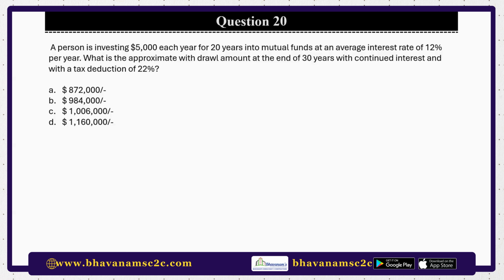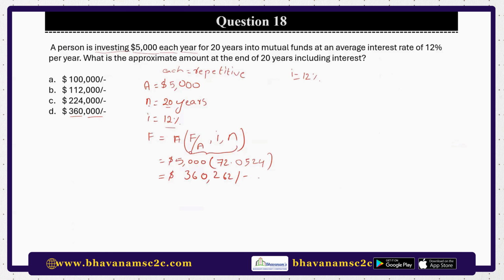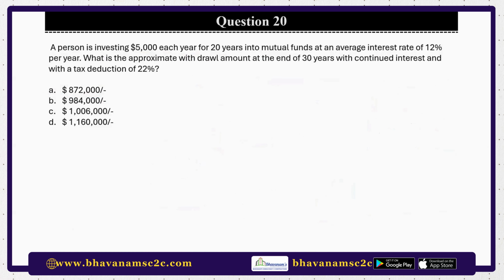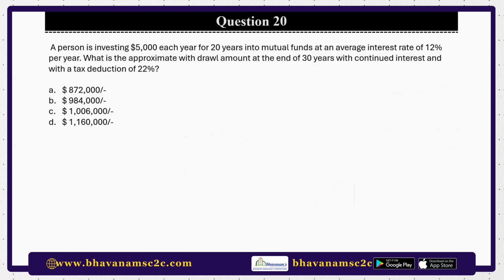So in this case, what we have to do is solve the first question, which is this one. Why? Because if we solve this question, then you will get the approximate amount at the end of 20 years. And when you solve this question, you will get the approximate amount at the end of 30 years in total. And from here, you have to apply the tax deduction of 22%. Now let us take the value from the previous question. It is 1,118,000, right? So now our amount is 1,118,000.